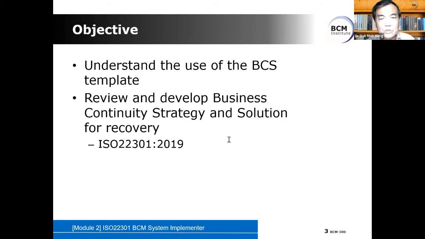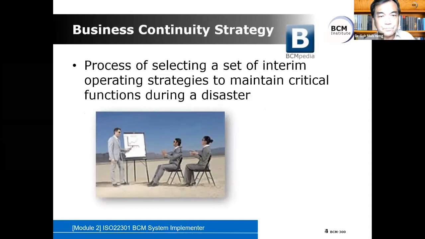The other thing to note is that from today onwards, from October 2001 onwards, BC Strategy in the 2012 version is now called BC Strategy and Solution. So it's also the 22301, 2019 version.